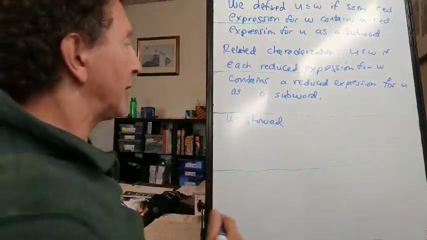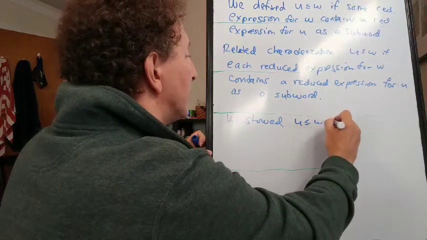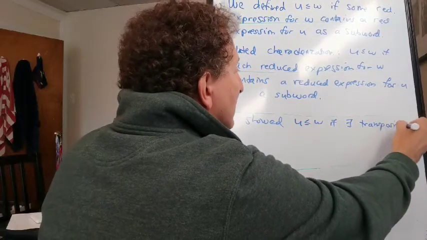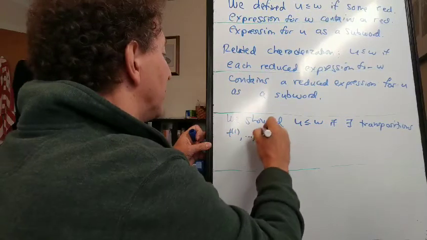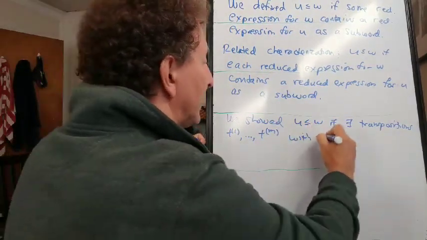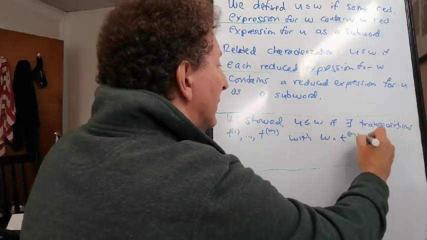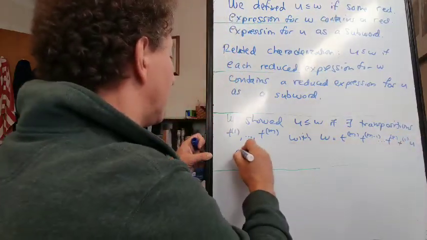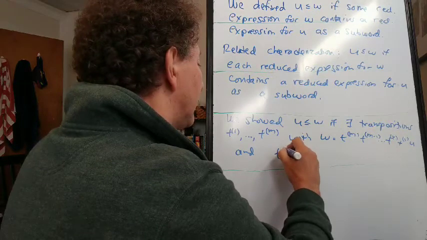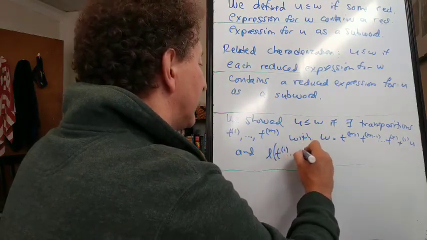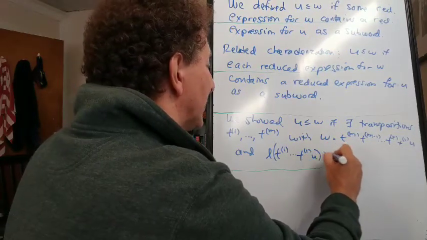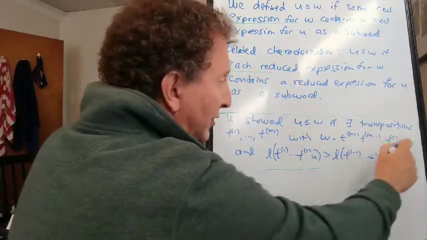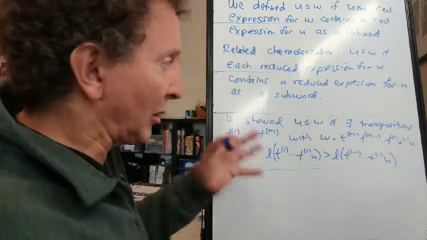Now we showed a different characterization that U is less than or equal to W if there exist transpositions T1 through Tm with W equal to Tm, Tm minus 1, etc., T2, T1, U, and the length of Ti through T1 U is greater than the length of Ti minus 1 through T1 U. So every time we multiply by a transposition, we're making the length of the resulting permutation longer than what we had before.